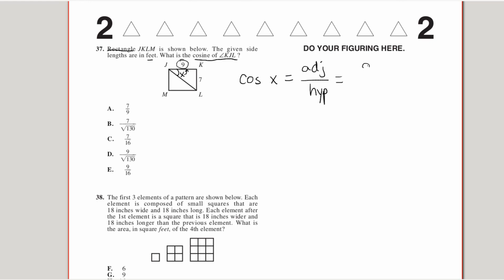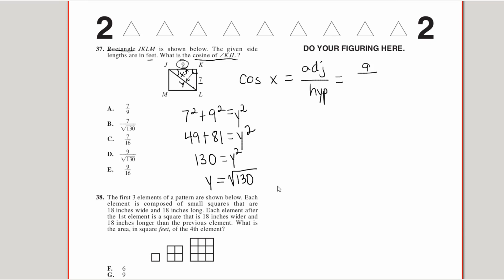So we can go ahead and plug in 9. And then our hypotenuse is opposite the right angle, and we don't know what that value is. We have two side lengths, and we can find the third of a right triangle using the Pythagorean theorem. So we have 7 squared plus 9 squared equals, we're going to label this hypotenuse y squared. So we have 49 plus 81 equals y squared, and that is 130 equals y squared. And so we can find the square root of 130 to be the value of y.